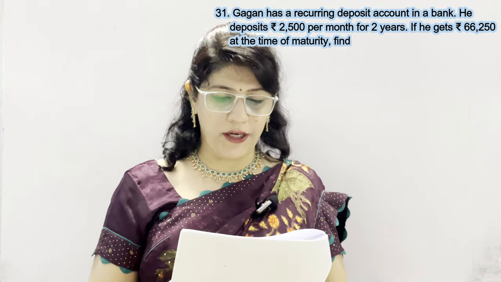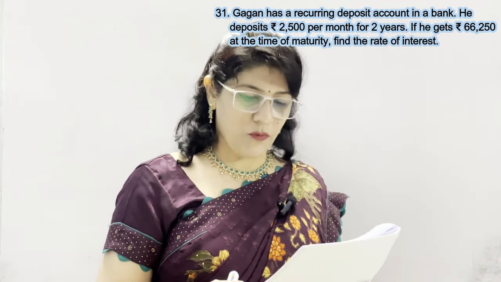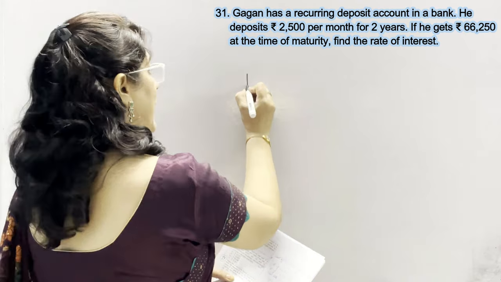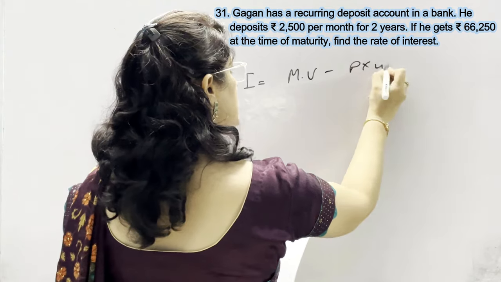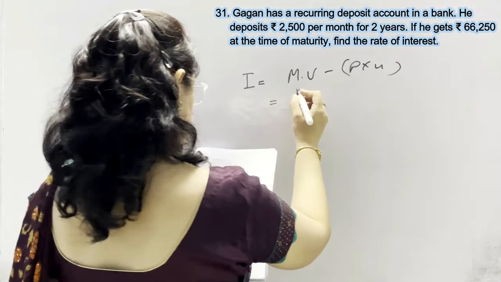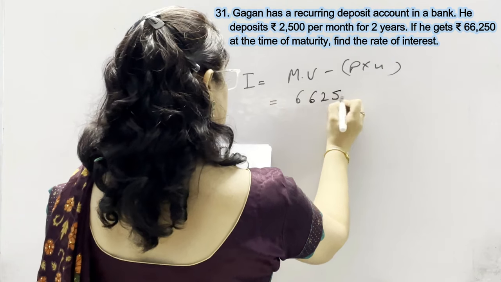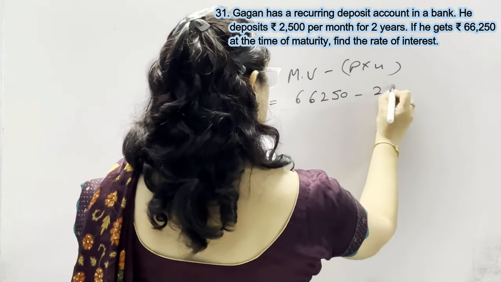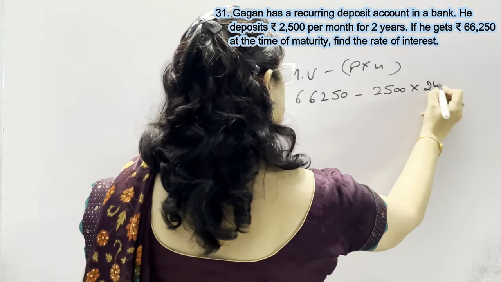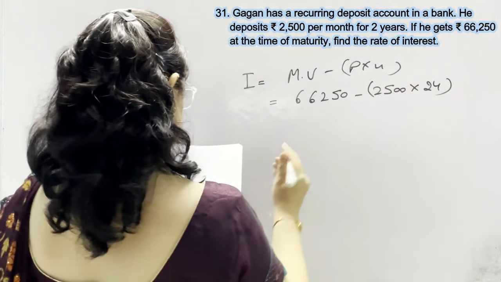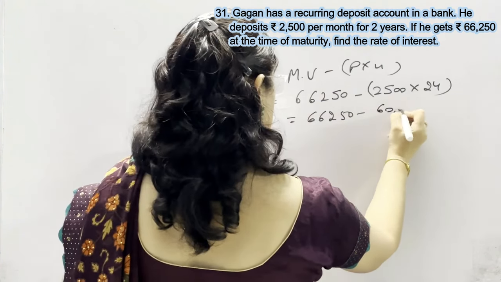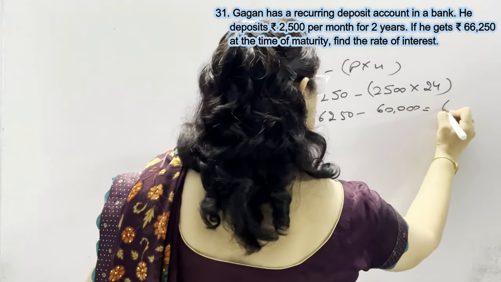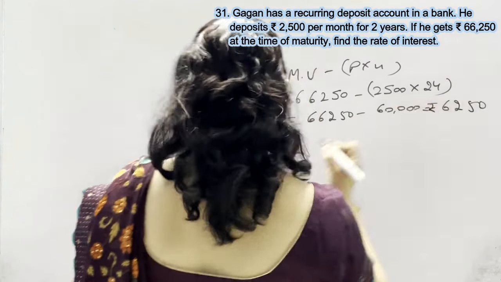If he gets 66,250 at the time of maturity, find the rate of interest. So first we need to calculate the value of interest. Value of interest is maturity value minus P into N. We have calculated in previous question also. So maturity value is this much, minus P is 2500 and then time is 2 years. It means 24. So 66,250 minus 60,000 and interest 6250 rupees.